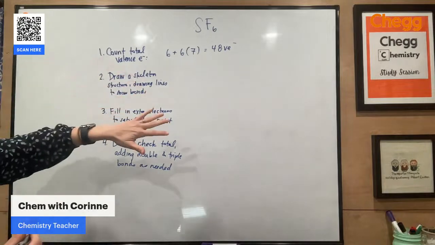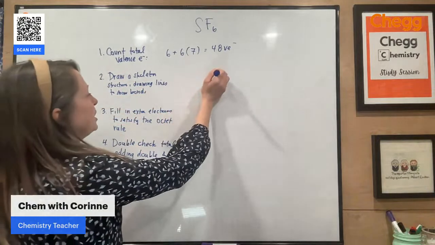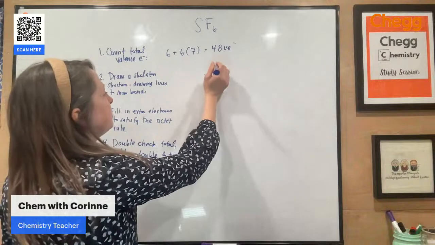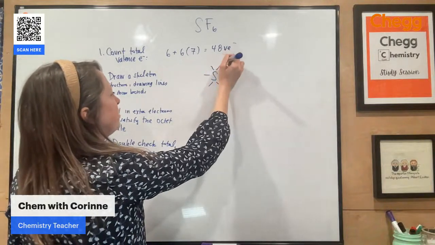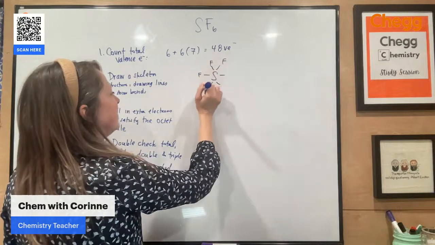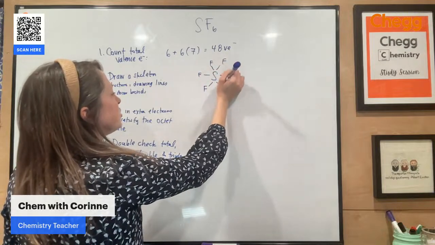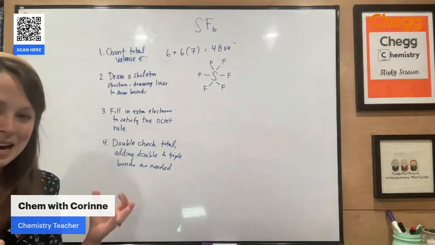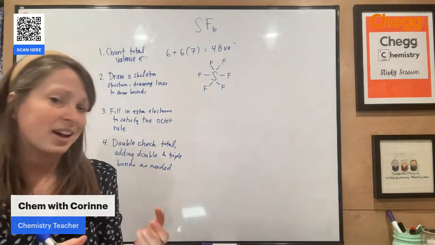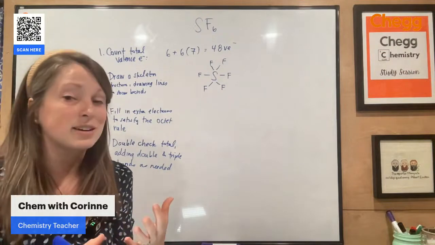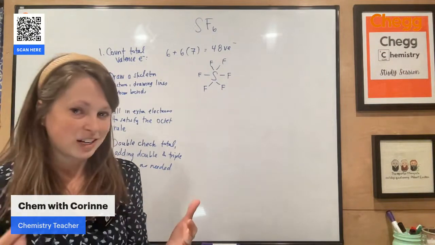All right, so we want to draw a skeleton structure. So I'm going to put sulfur in the middle. And guess what? I am literally just going to draw fluorine atoms all around it. So we're just trying to figure out how this is going to work. Why am I not putting like one fluorine and then another one? Because fluorine is a halogen. It has 7 valence electrons. It only needs that single bond. It's not going to have additional bonds.